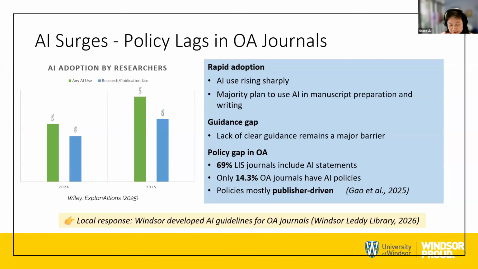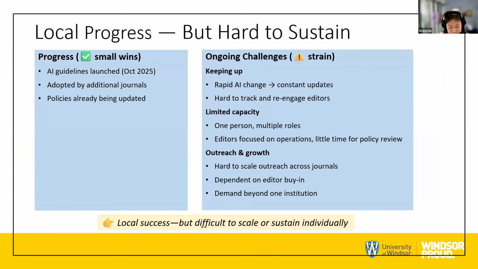When we look at journals, the gap becomes very clear. In a study on AI policies in journals, we found that nearly 70% of journals include AI-related statements, but only about 14% of open access journals have formal policies, and most of these are issued at publisher level rather than by individual journals. In response, at Windsor, we worked with an editor to develop AI guidelines for our open access journals to provide more consistent guidance and support.